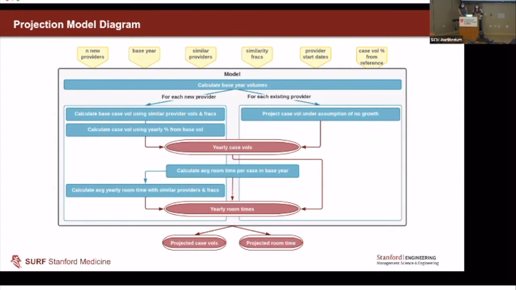And then we have the start dates for the new providers, when they start in the future. And we also have the case volume percentage from the reference. That just means that when a new provider starts, they might not start from 100% of the volume of their similar provider. They might start at, say, 20%. The next year they'll gain 60%, and then the third year they'll get to 100%. And overall, this gives us projected case volumes and projected room times for ORs as well as for departments that patients stay in.